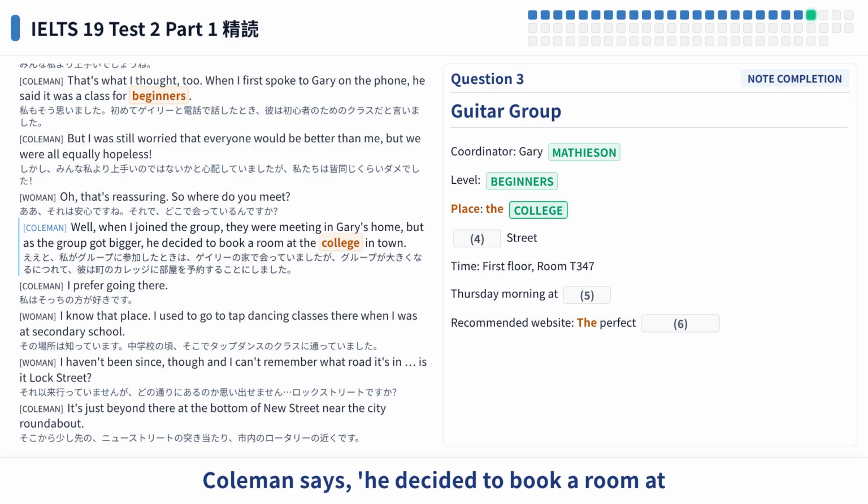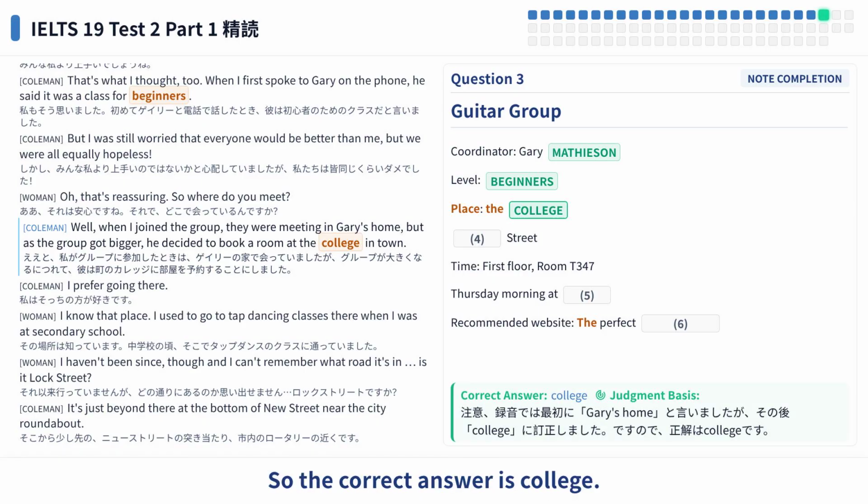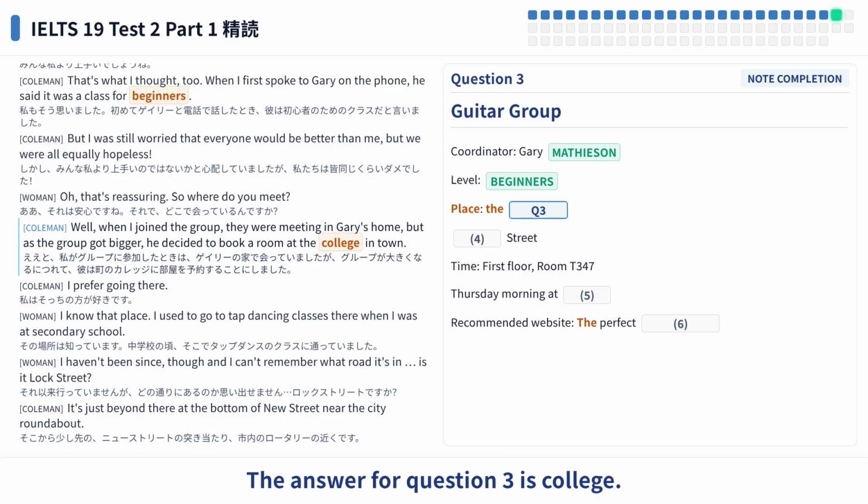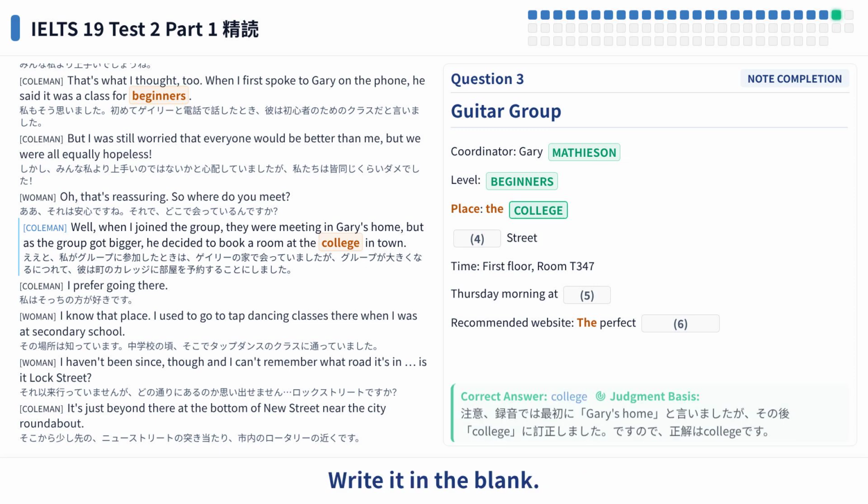Coleman says, he decided to book a room at the college in town. The answer is coming. First he said Gary's home, but then he corrected it to the college. So the correct answer is college. The answer for question 3 is college. Write it in the blank.